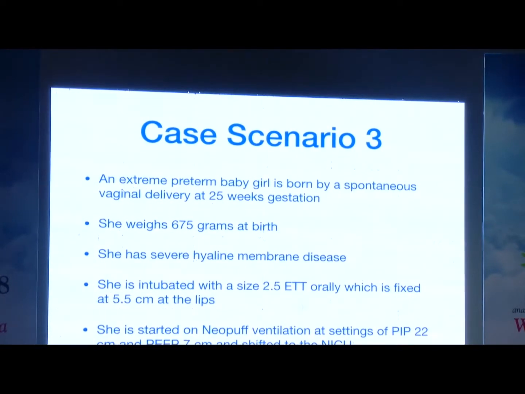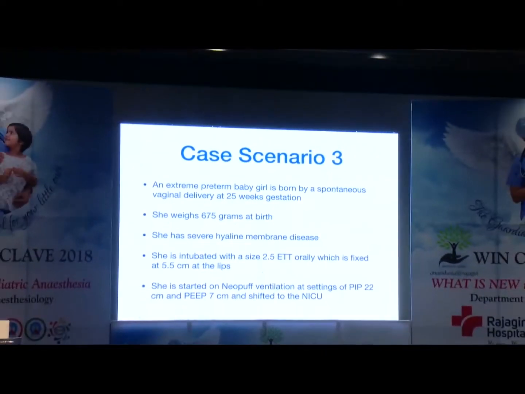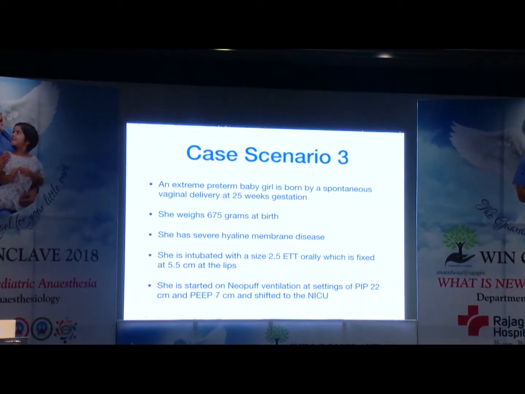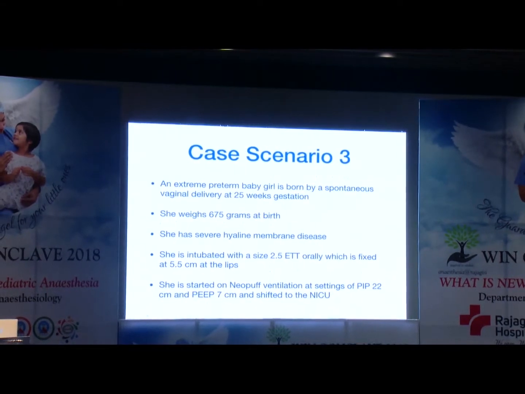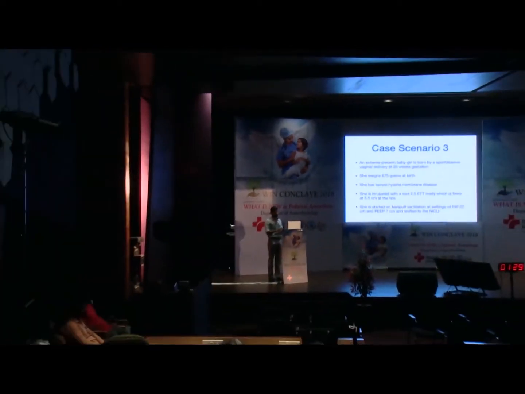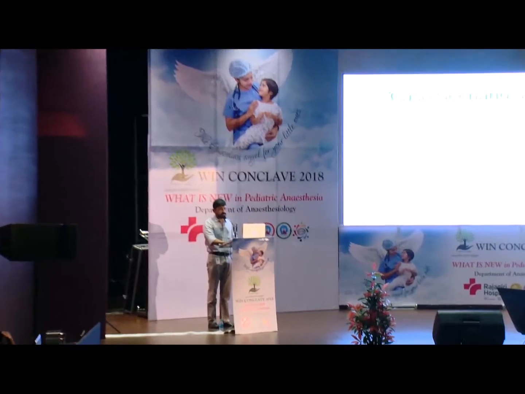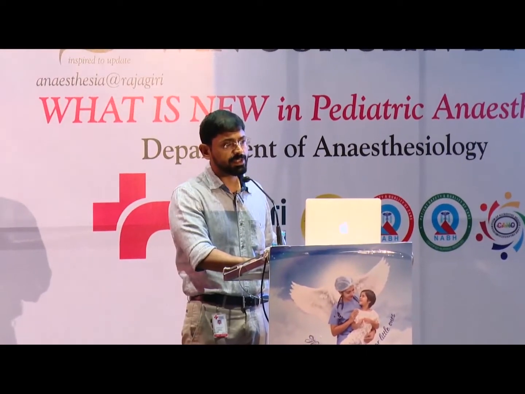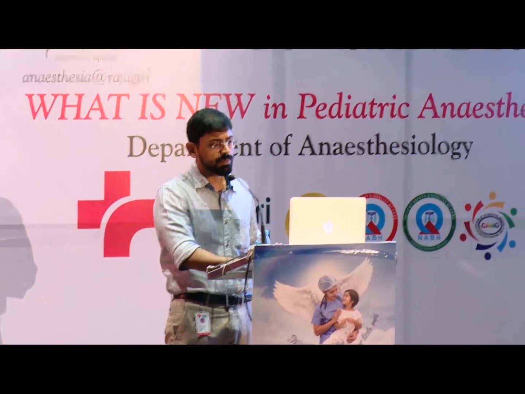But the third case is of an extreme preterm baby girl who's born by a normal vaginal delivery at 25 weeks of gestation with a birth weight of 675 grams. Baby has got severe hyaline membrane disease. So she is intubated with a size 2.5 ET tube orally, which is fixed at 5.5 centimeters at the lips. And we start her on neopuff ventilation in the delivery room at settings of PIP of 22 and PEEP of 7 centimeters, and she is shifted to the NICU.